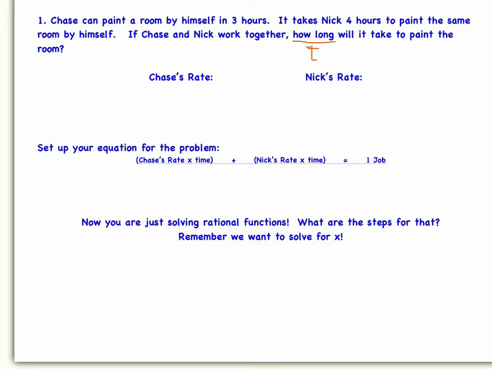Now how you will set this up, we will look at Chase's rate first. We're going to take that collective time and divide it by how long it takes Chase to paint the room, his individual time. We will do the same for Nick. We will take that collective time that we don't know yet, that's our variable, and we will divide it by the number of hours it takes Nick to do that same job. By setting each of their rates up this way, once we find that collective time, we will know the portion of the job that Chase did, and then we will also know the portion of the job that Nick did.